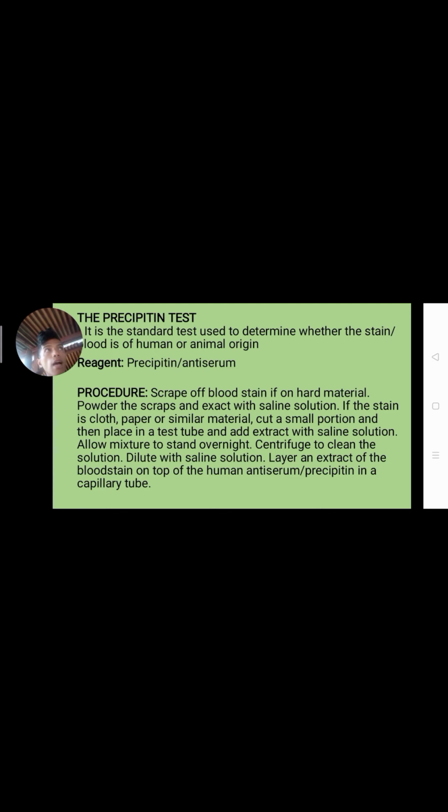Then pagka human, mag-dilute pud ka og another saline solution. Then katong result, katong pag na-separate na ang mga substance, katong dugo o katong saline solution, katong blood stain is imo siyang ibutang sa top or sa ibabaw sa human anti-serum precipitin, para makita na nimo kung ang positive result niya. Then ibutang nimo siya sa capillary tube.